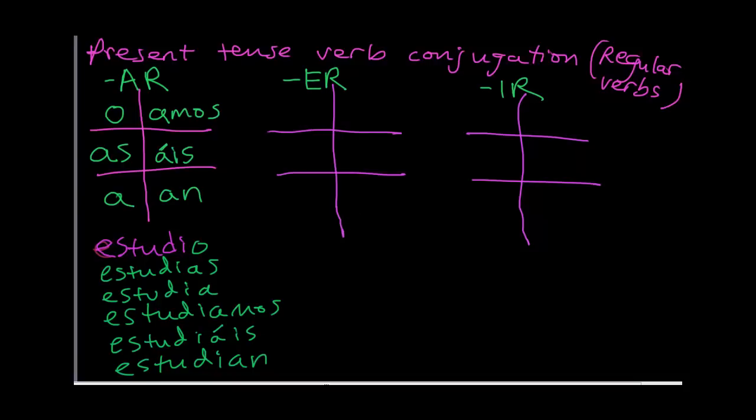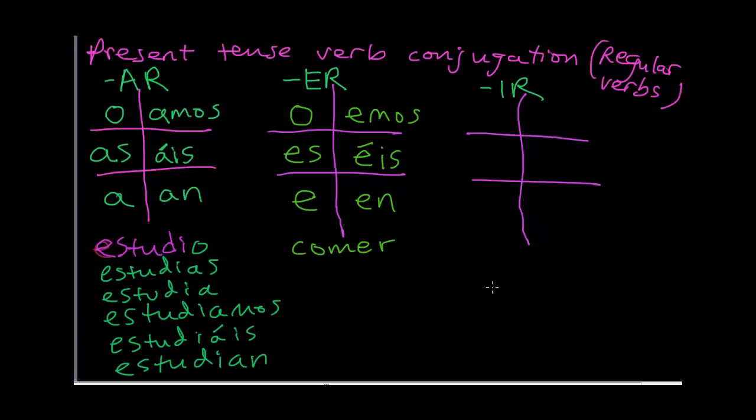So for an ER verb, the yo form ending is still o, but the tú form ends in es. The él, ella, usted form ends in e, and the nosotros form ends in emos. Vosotros ends in éis, pronounced, if you just read the ending, and ellos ends in en.